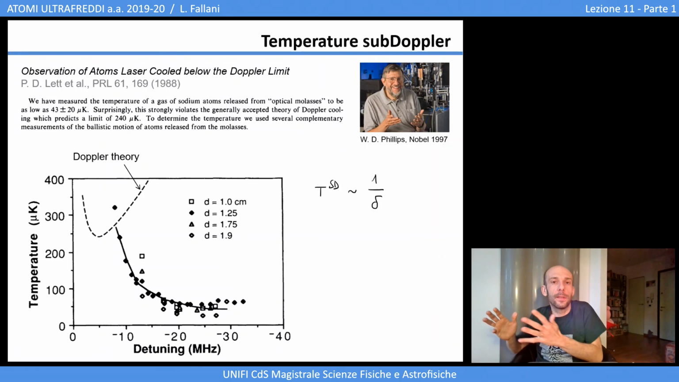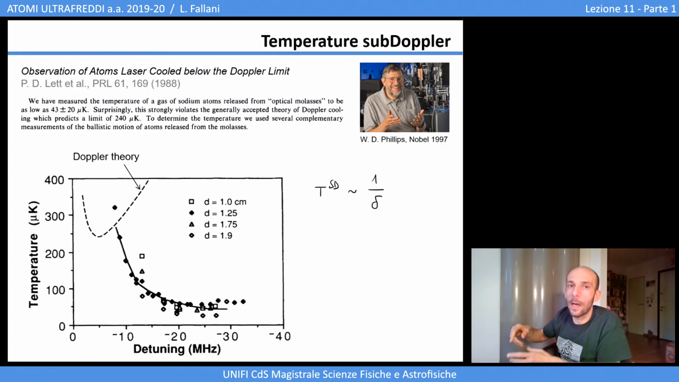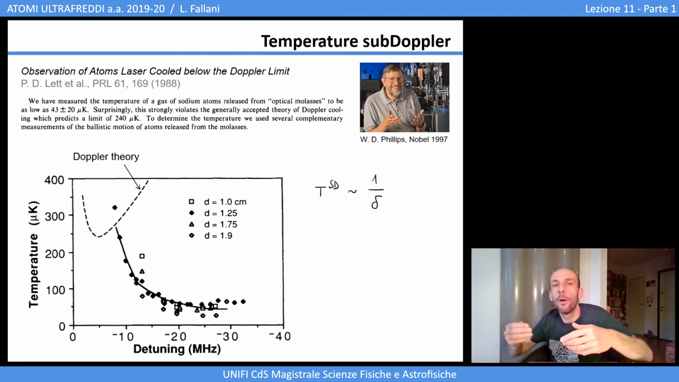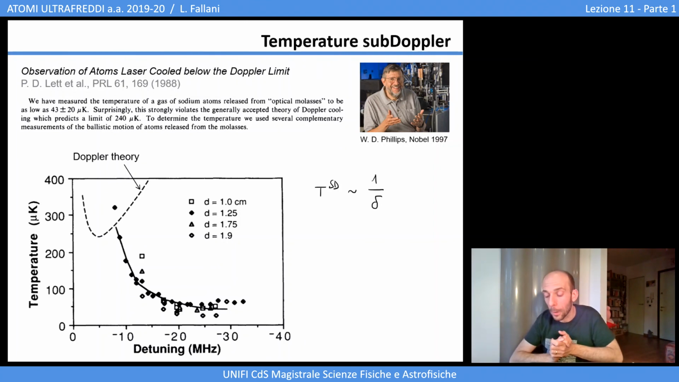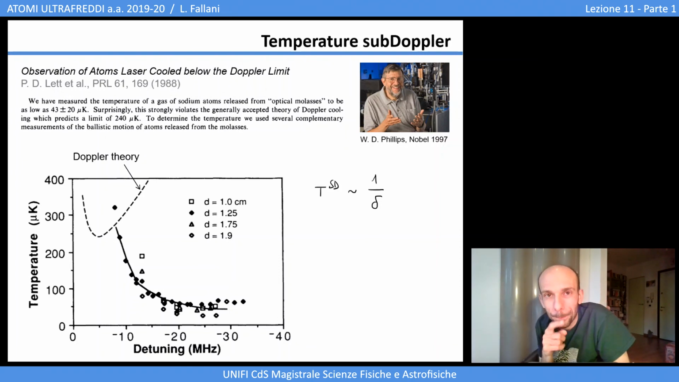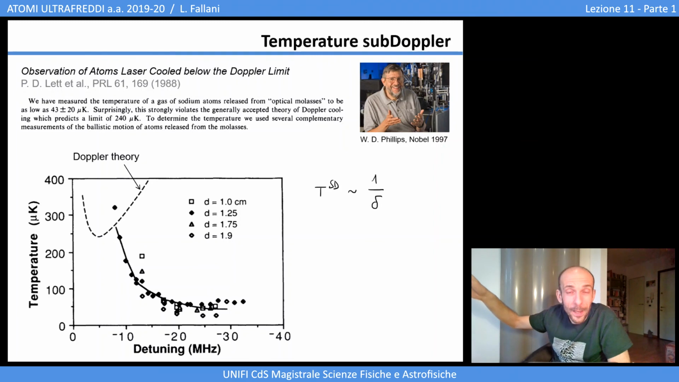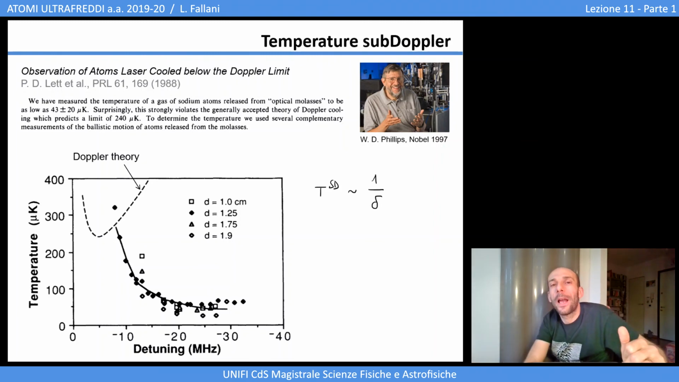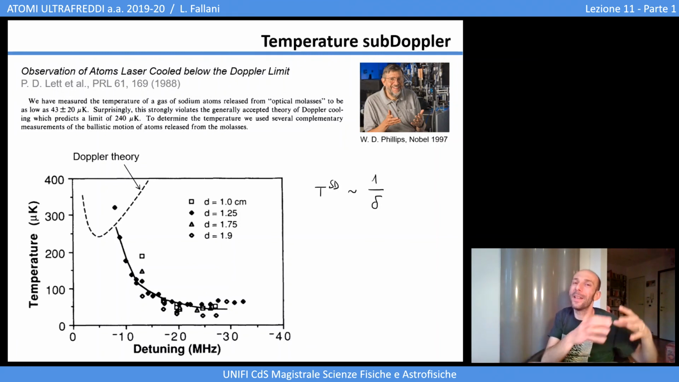And of course, we cannot tell if this is really 1 over δ or 1 over δ to some power or some exponential function and so on. And also, let me tell you that the line that you see in this plot is not a fit to the data. And it is not a fit because basically there was no theory to compare with. The only model that was available at that time was the Doppler theory. The theory of Sisyphus cooling only arrived a few years later. And so this is why in this paper, these measurements were not tested against any theory.